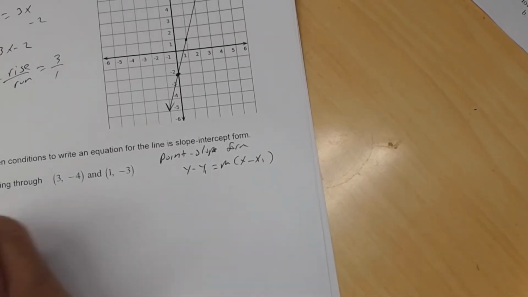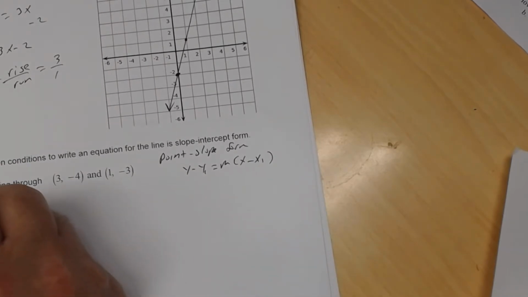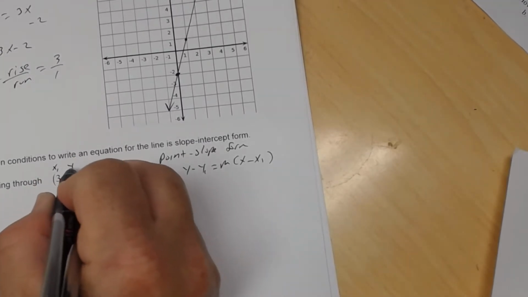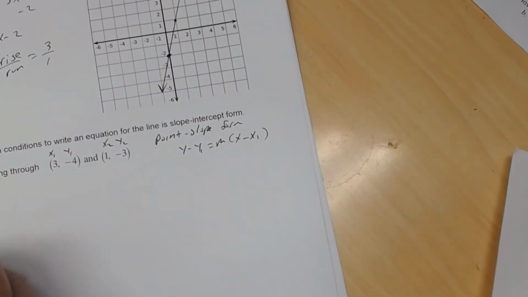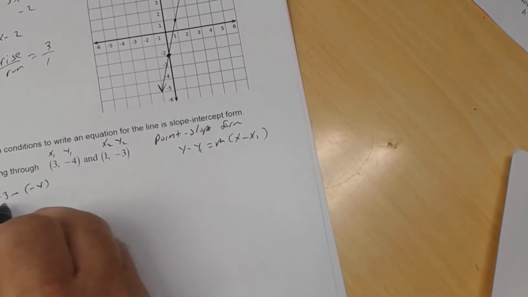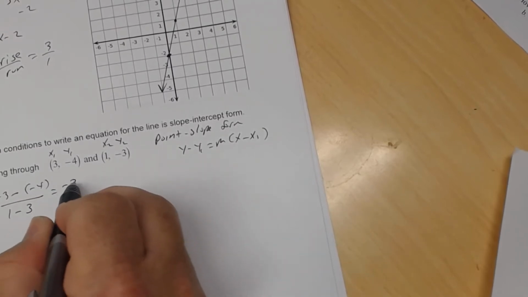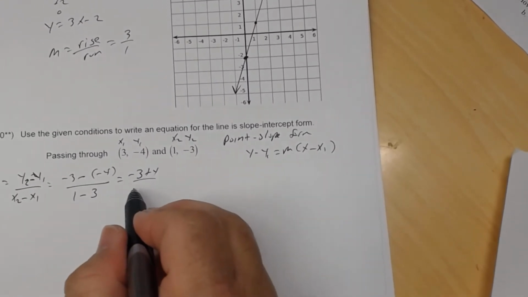So the slope, just like we did in the previous problem, is y2 minus y1 over x2 minus x1. So label these x1, y1. Then this second point will be labeled x2, y2. And so the slope would be negative 3, subtract a negative 4, divided by x2 is 1, subtract a 3. So that becomes negative 3 plus 4 over, and then 1 subtract 3 is negative 2.